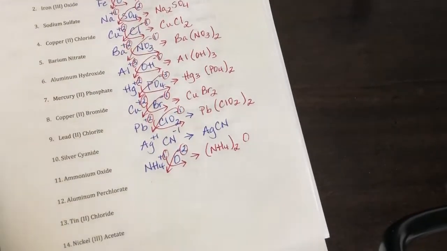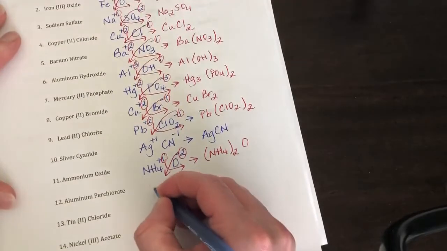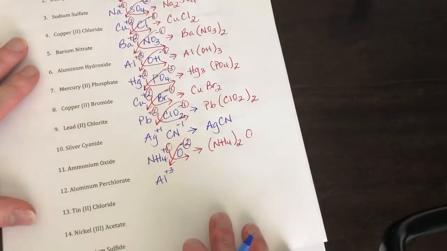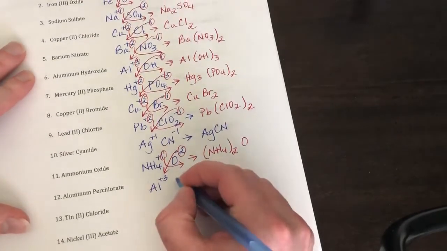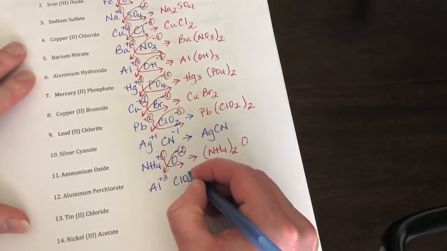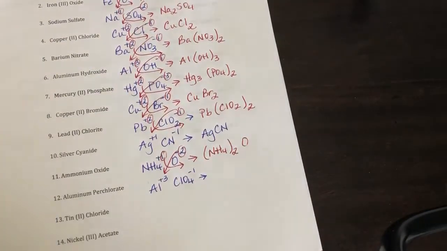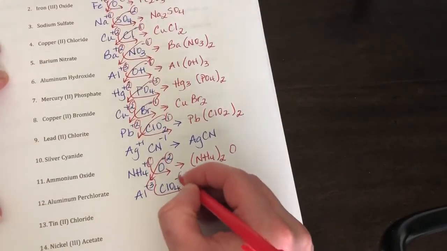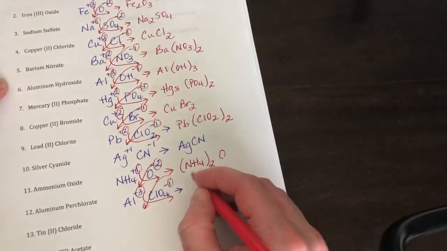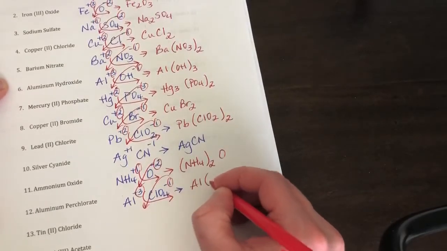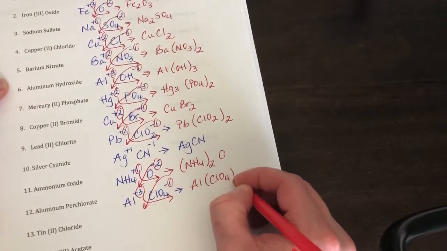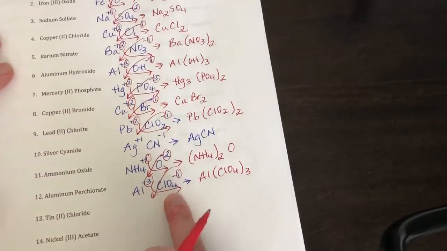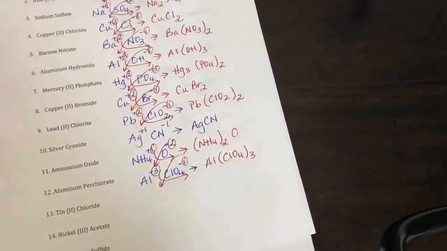Aluminum perchlorate. Symbol for aluminum is Al with a +3 charge. Perchlorate is ClO4 with a -1 charge. We crisscross. We bring the 3 over here and the 1 down there. So we get Al(ClO4)3. We're crisscrossing a number to a polyatomic ion, so we have to use parentheses.